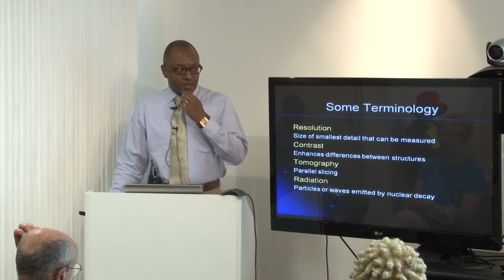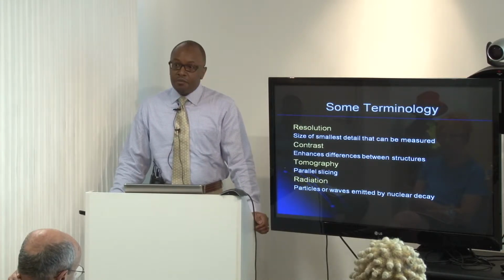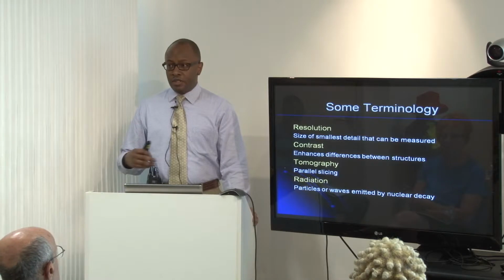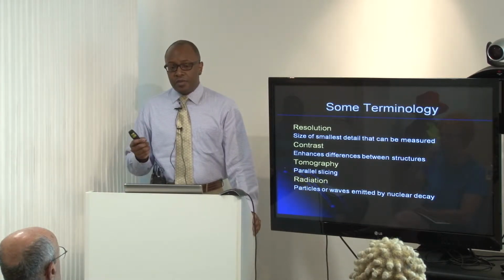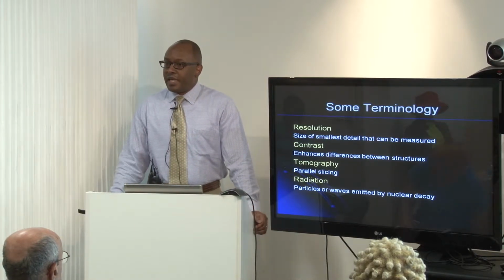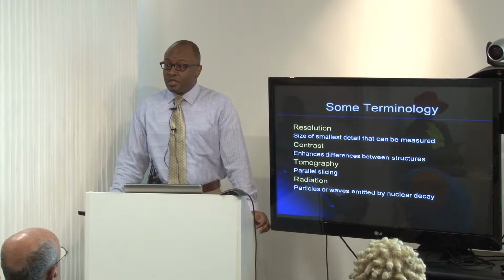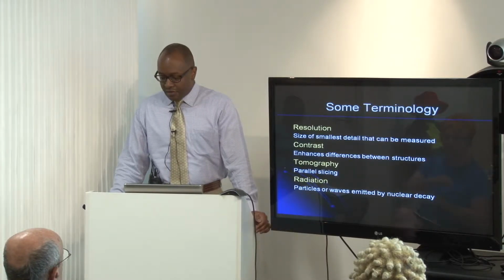And then radiation. Radiation is energy that's emitted by nuclear decay. So a nuclear isotope, which is a radioactive atom, as time goes by, it releases energy. And that energy we use in several ways in radiology to give us images.